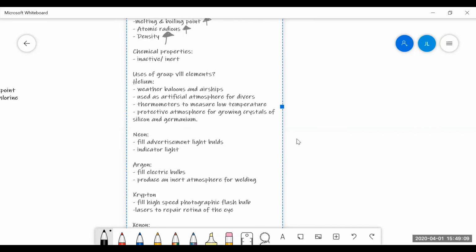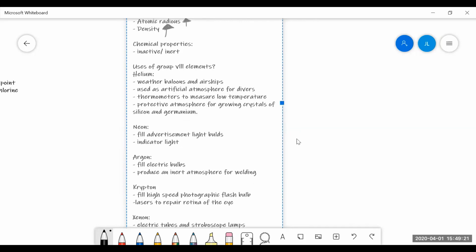Xenon is used in electric tubes and stroboscope lamps. Probably also to prevent oxidation. Bubble chamber.